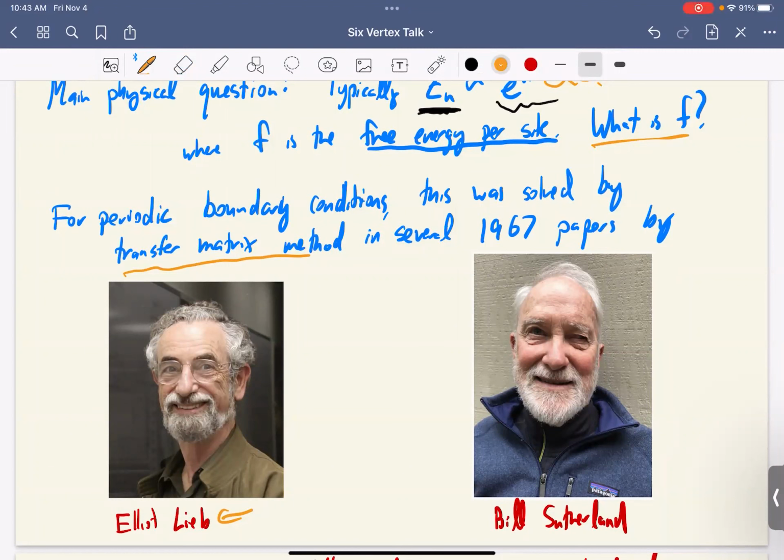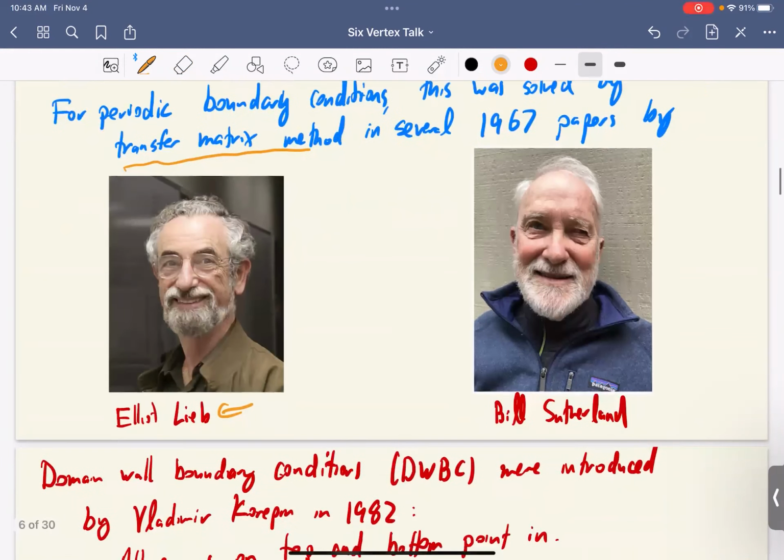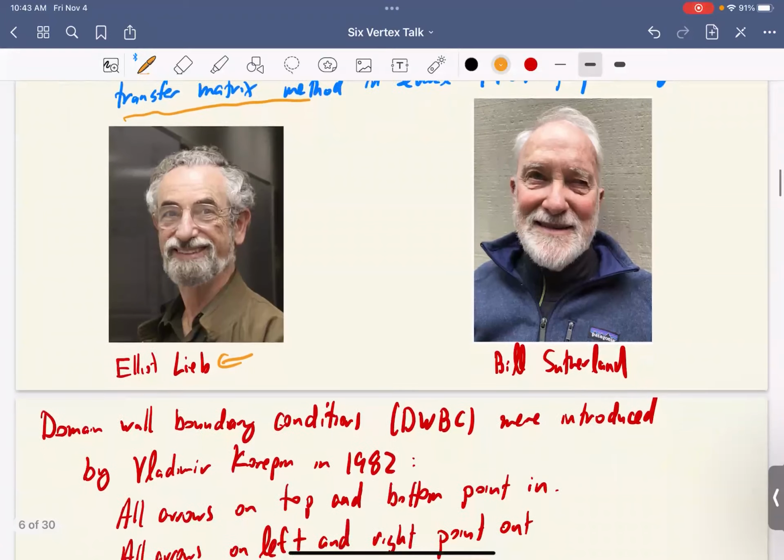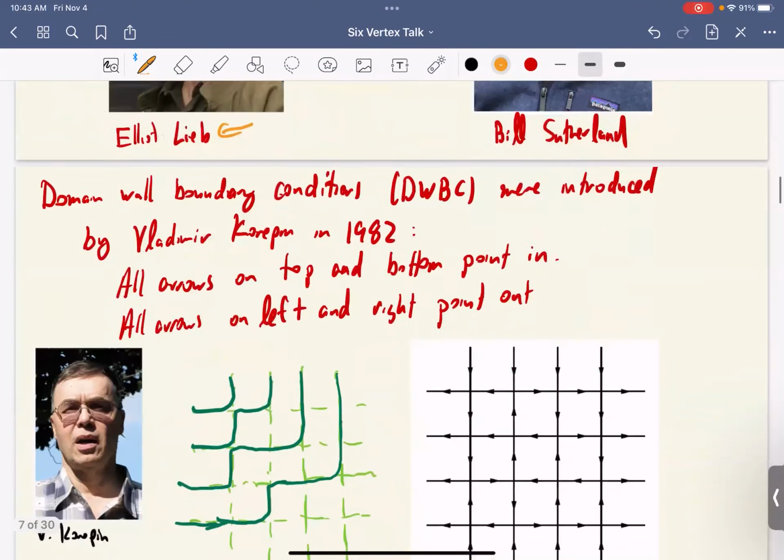Okay, so I don't want to talk about that, but that's a major development in this story. 30 years after Pauling. And then another, how many years later? 25 years later.